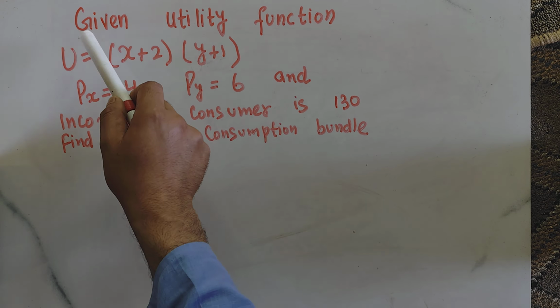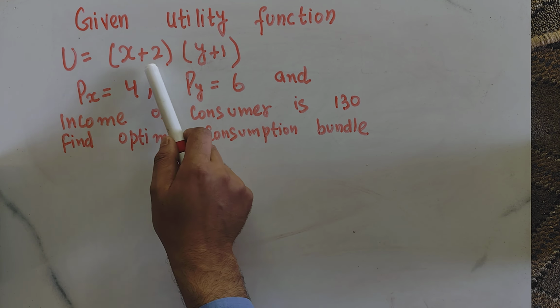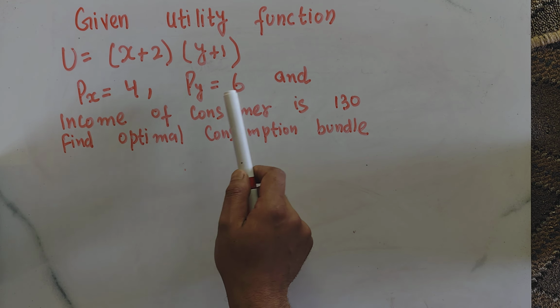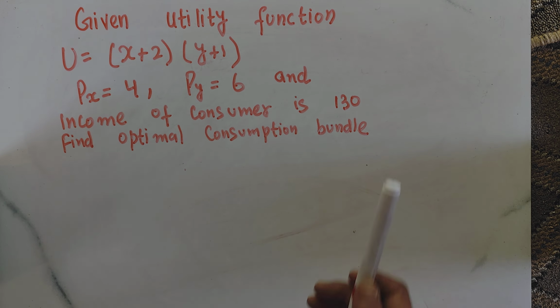The question is: given the utility function, utility is a function of two goods x and y, which is equal to (x + 2)(y + 1). The price of good x is $4, the price of good y is $6, and the income of the consumer is $130. We need to find the optimal consumption bundle in this case.